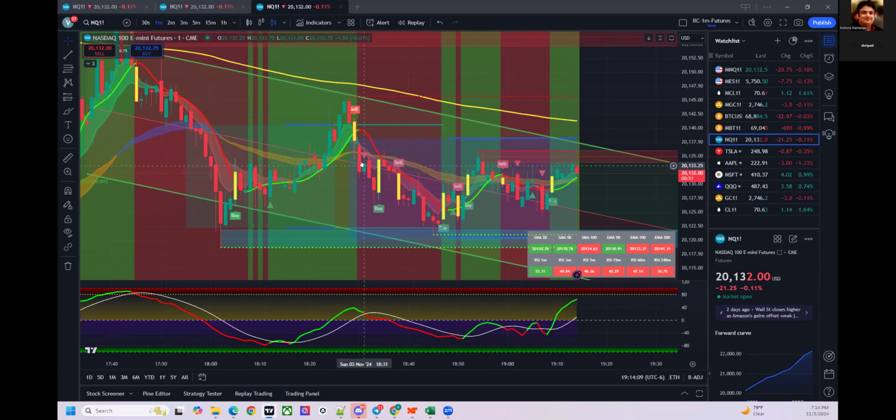When the background is red, if you get a buy signal, you can ignore the buy signal. That is just a pullback, and immediately again it started going down.